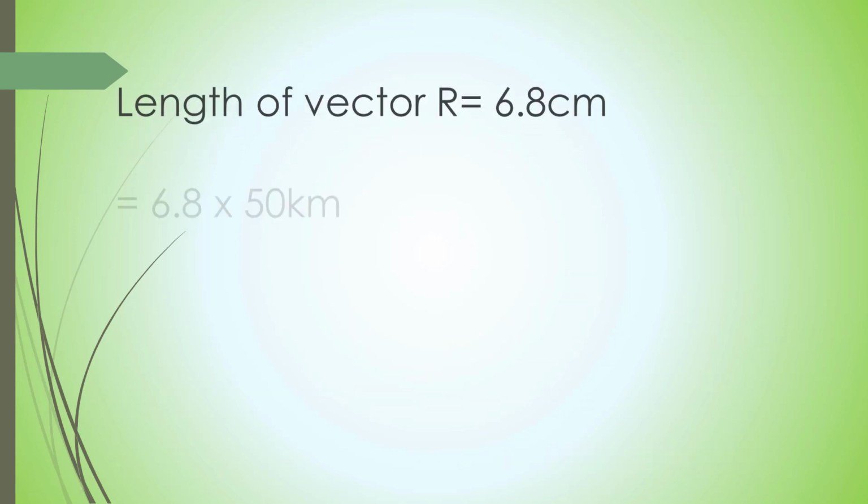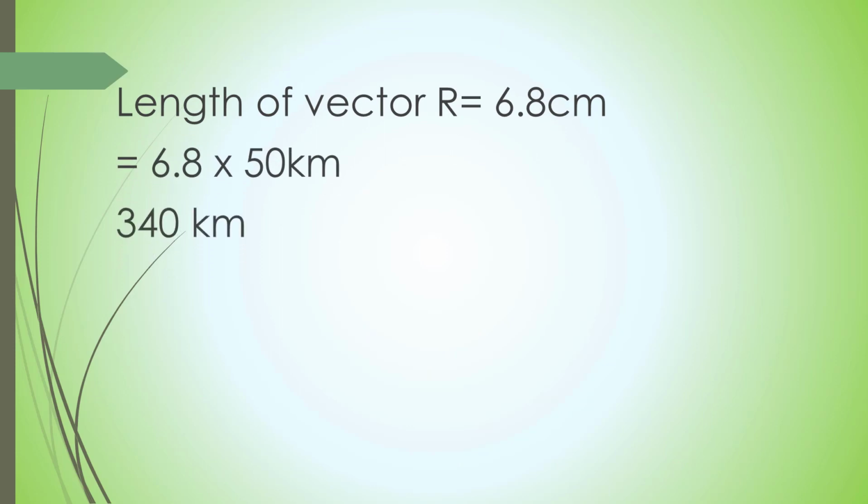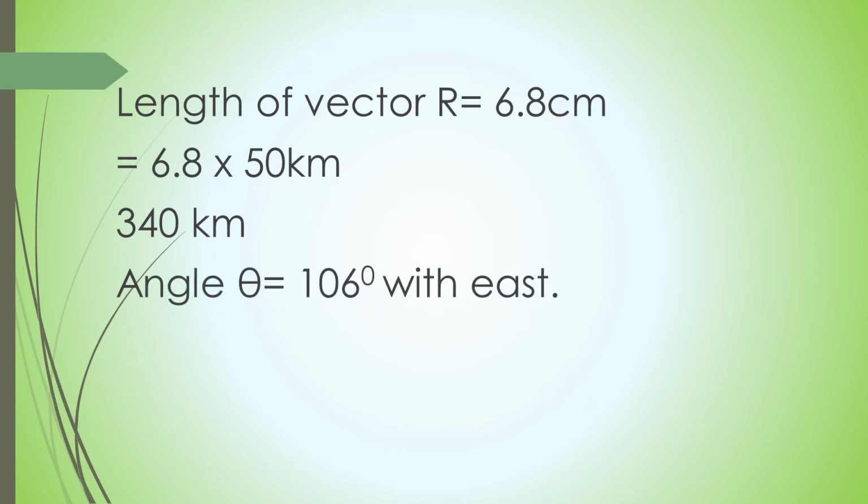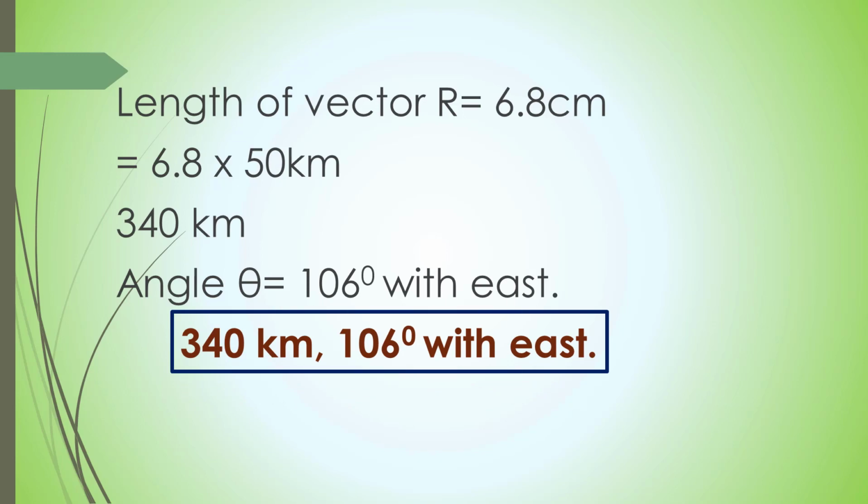That's very simple. Our result: the length of the vector is 6.8 centimeters, which we multiply with 50 kilometers, and we get 340 kilometers, and the angle calculated is 106 degrees with east. This is the straight line distance covered by the ship. It traveled 200 kilometers and then 350 kilometers, so the straight line distance is less compared to those changing distances.